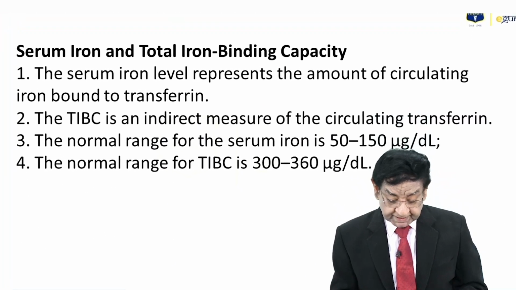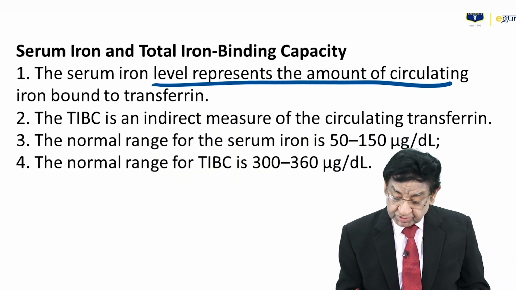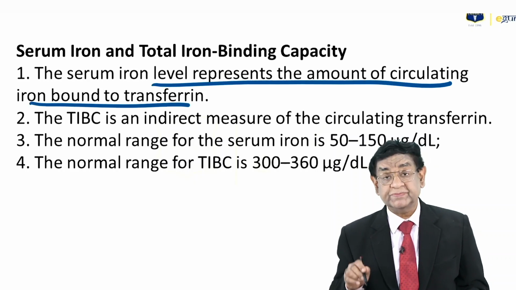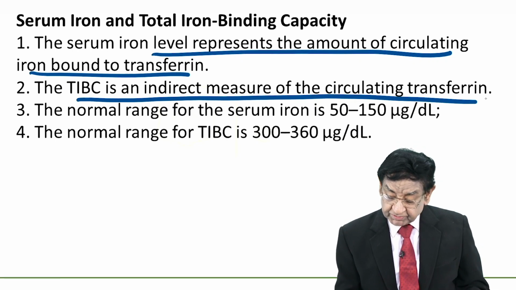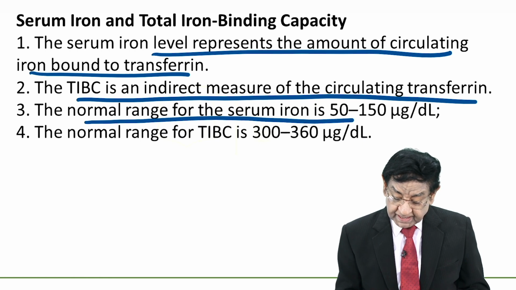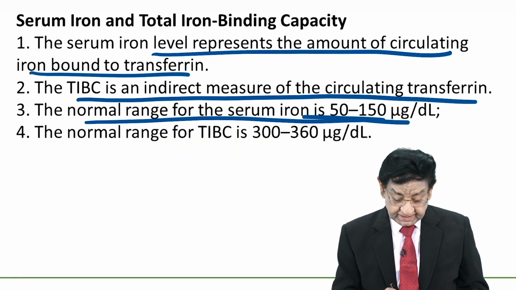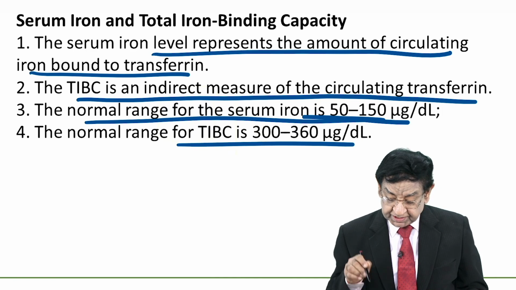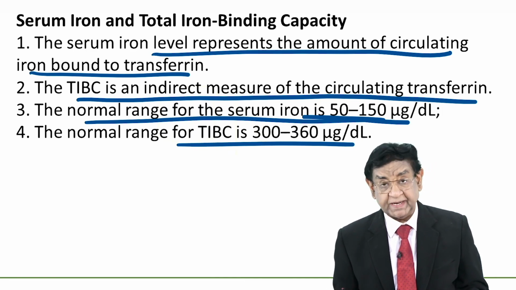So same thing here also. Again, serum iron level represents the amount of circulating iron bound to transferrin. Total iron binding capacity is an indirect measurement of circulating transferrin. Normal range of serum iron is 50 to 150 microgram per 100 ml. And normal range of TIBC is 300 to 360 microgram per 100 ml.